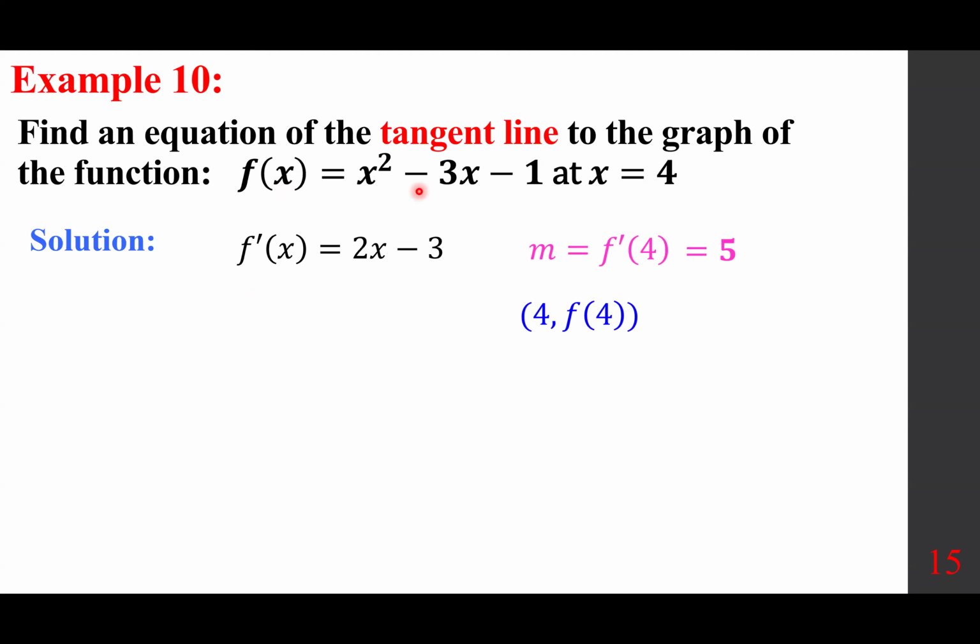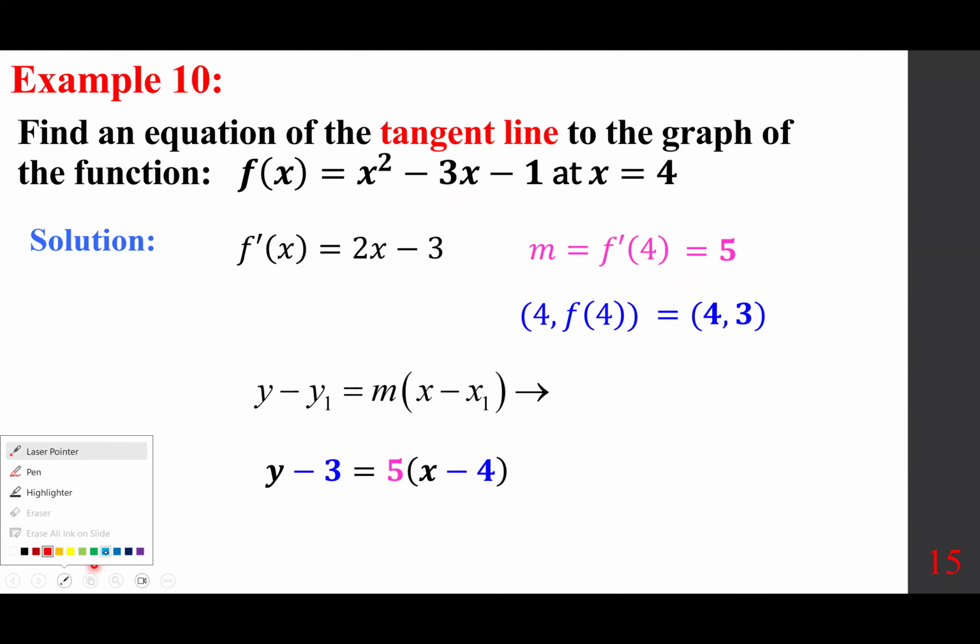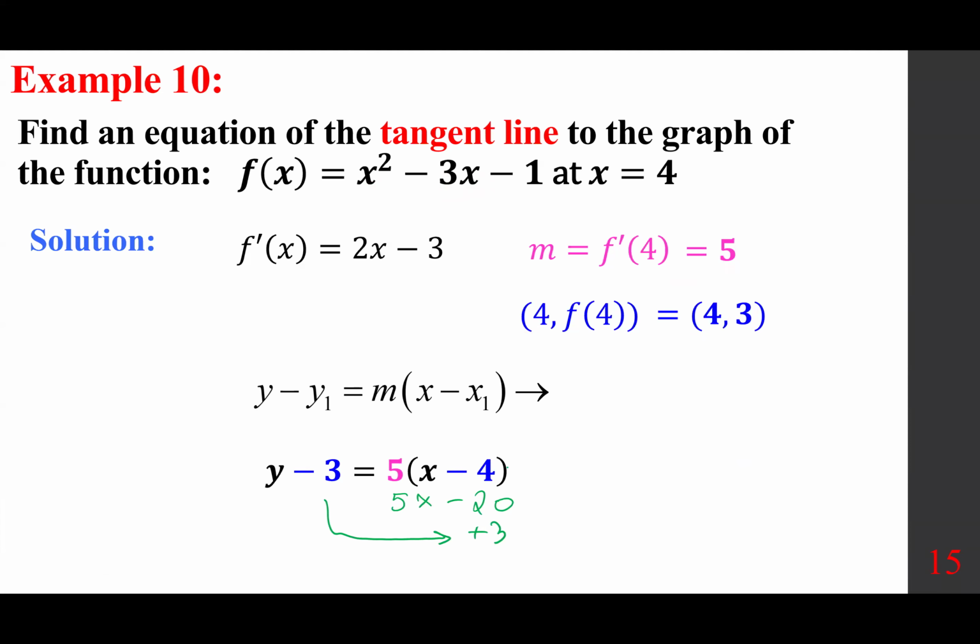So if I plug it into this, I get 4 squared, 16, minus 3 times 4, minus 12 is 4, minus 1 is 3. So I'm going to use the point slope form: y minus 3 equals 5 times x minus 4. 5x minus 20, move the negative 3, the final answer: y equals 5x minus 17 is the equation of the tangent line.